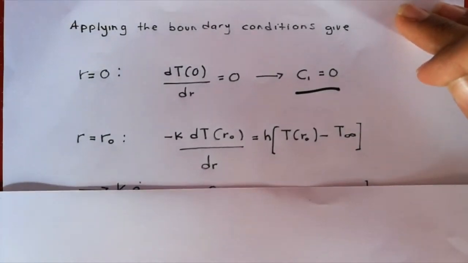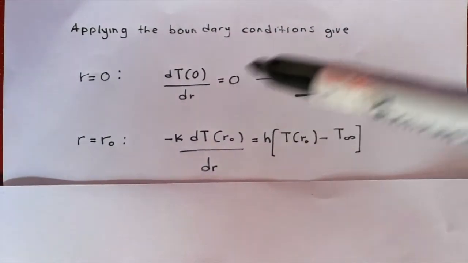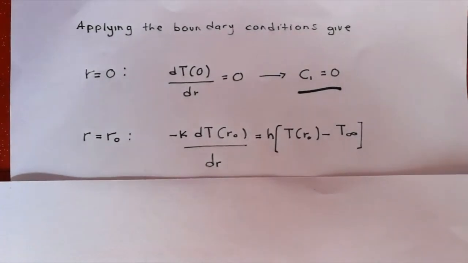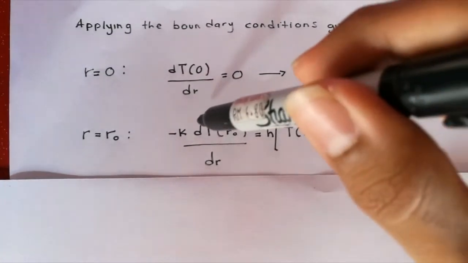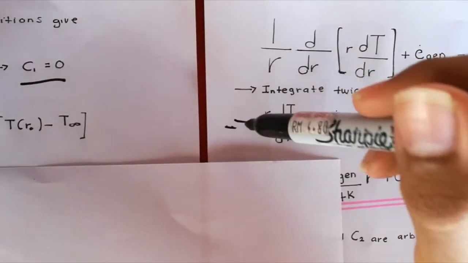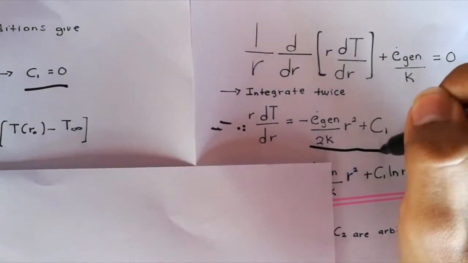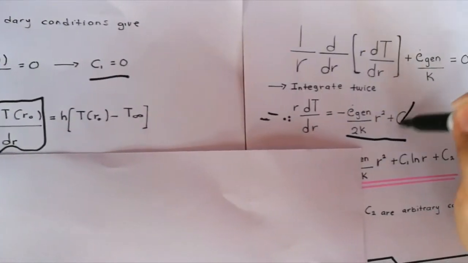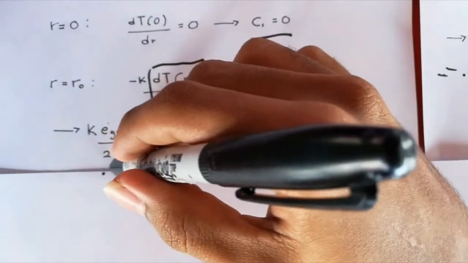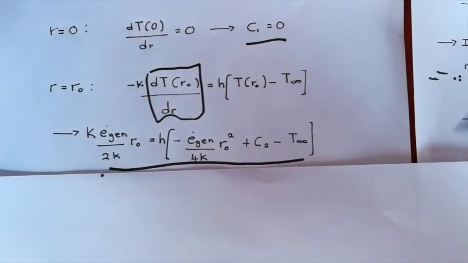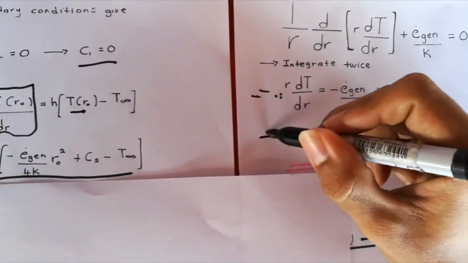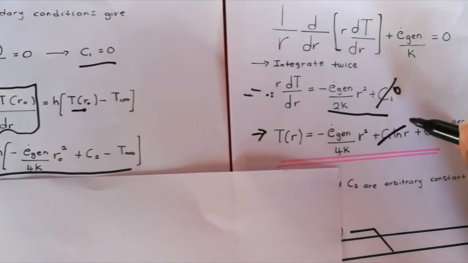Next, the boundary condition at R equals R naught, the equation Q equals h times the temperature difference, will give you the heat convection equation. From here you will get this one from the previous equation. So we substitute this one into the equation, eliminating the C1 since C1 equals 0. And next, you will get this equation after combining the previous equations, again eliminating the C1 since it equals 0.